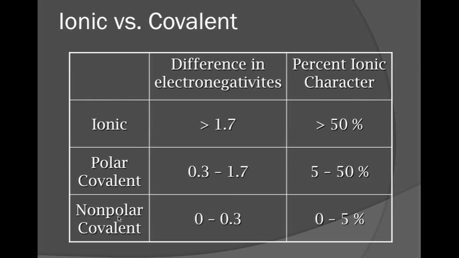Another way we can tell if something's ionic or covalent is that covalent is broken up into polar covalent and non-polar covalent. Polar covalent is anything that has a 0.3 to 1.7 difference in electronegativity. So we take the electronegativities of both of them, subtract them, and get the difference. If it falls within that region, it's polar covalent. Non-polar covalent is from 0 to 0.3.